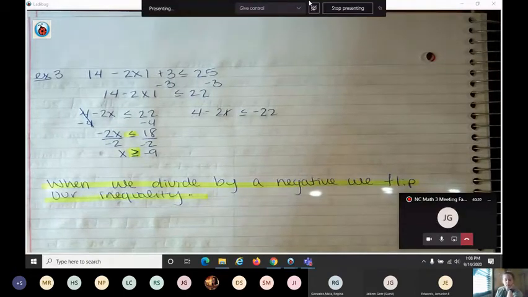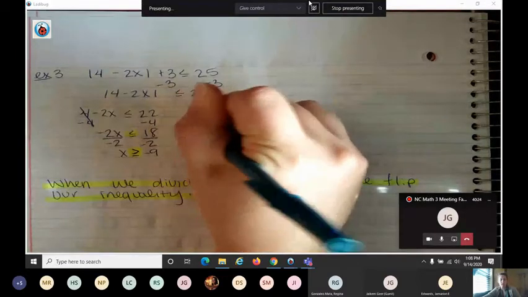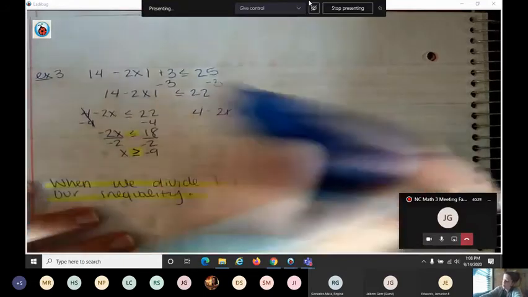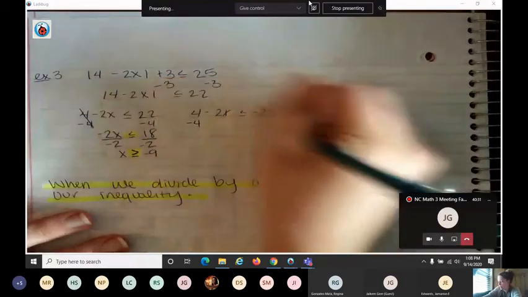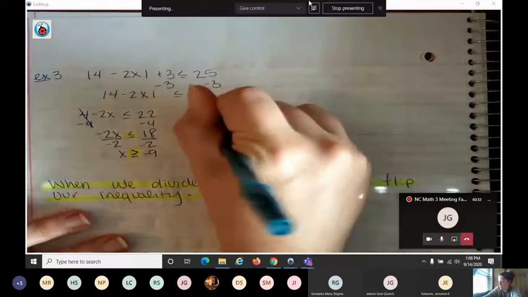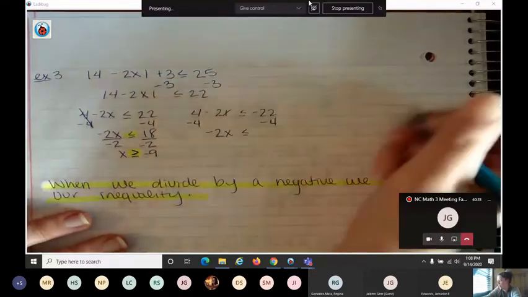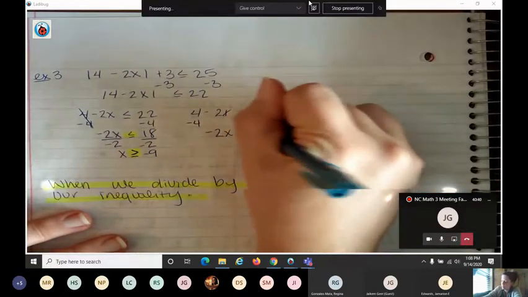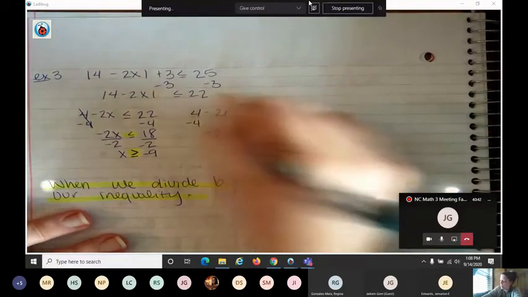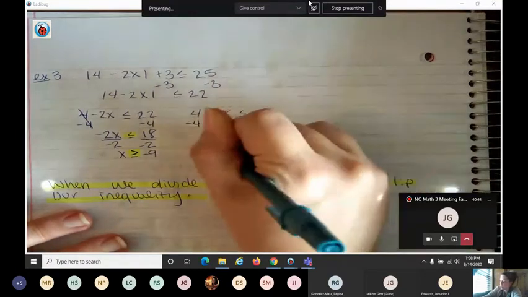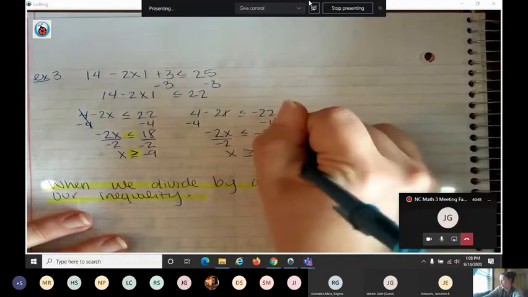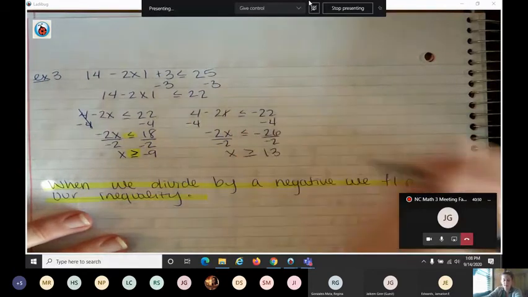Okay, and then we do essentially the same thing over here. Messed it up right off the bat. I should subtract 4. So -4 minus 4, and I get negative 2x is less than or equal to negative 22 minus 4, which should give me negative 26. And I'm dividing by a negative number again. So I should flip my sign, and I get that x is greater than or equal to +13.